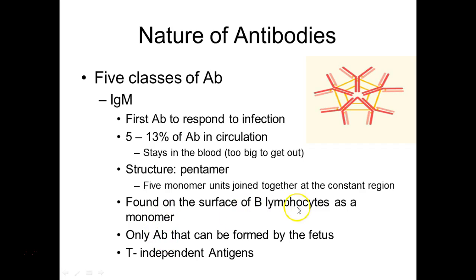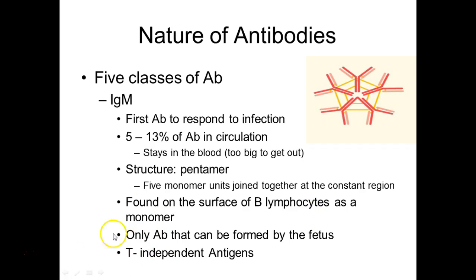And again, it's found on the surface of your B cells. This is your B cell receptor. So this is number 1 on your list, right? IgM. It's on the surface of your B cells. And it's going to be the first one you make, even as a fetus. And when you secrete it, it's going to be this huge, mega big pentamer.